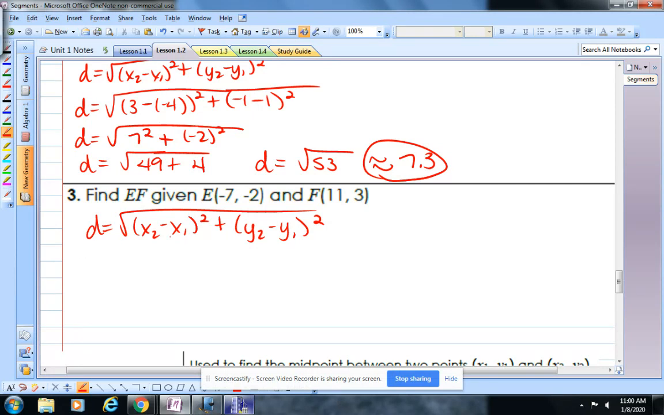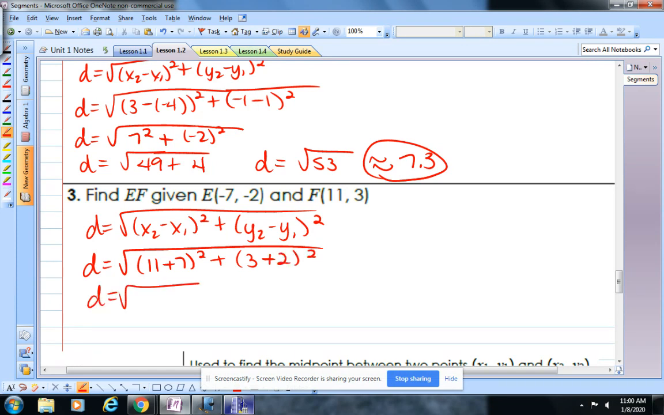Okay. So I've already written my formula. Y'all help me fill it in. What's x2? 11. Bless you. What is x1? If I go ahead and put my plus 7 there, would that be okay with y'all? It's just less crowded. If y'all do it that way, it's not going to hurt my feelings either. What is y2? Minus what? So I'm going to go ahead and change that to 3 plus 2, if that's okay with y'all as well. So that's going to be 18 squared plus 5 squared.